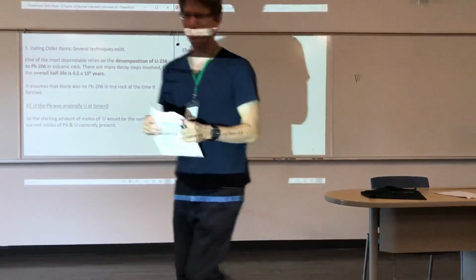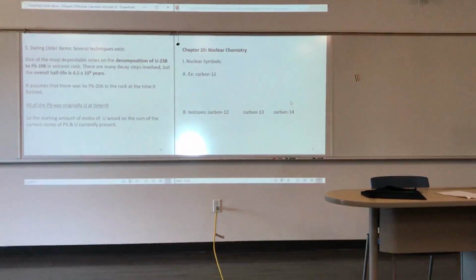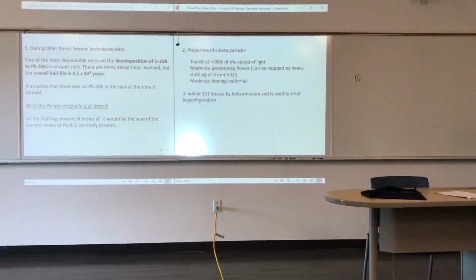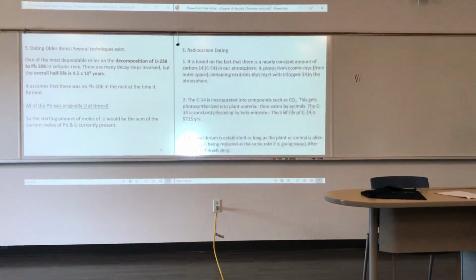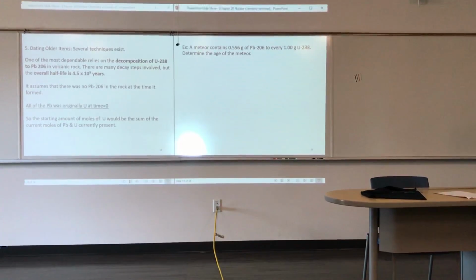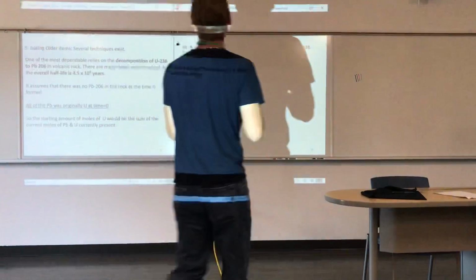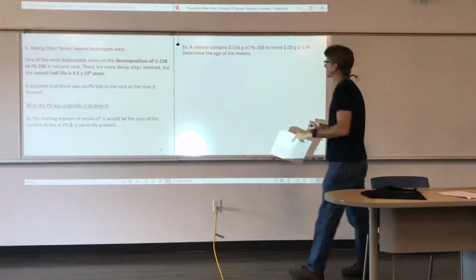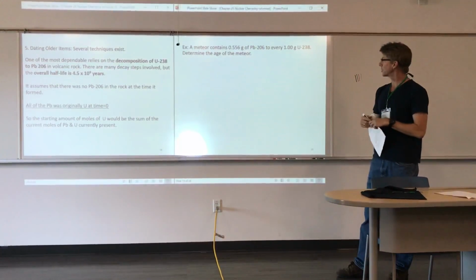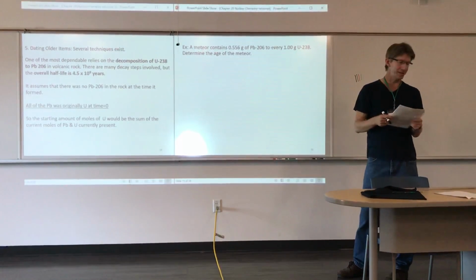Oh, this one went back to the beginning. Let me move that on. So, for example, a meteor contains 0.556 grams of lead-206 to every 1 gram of uranium-238. Determine the age of the meteor.